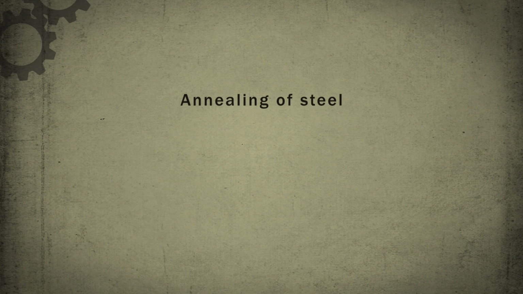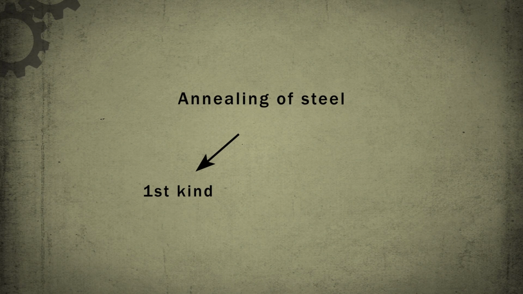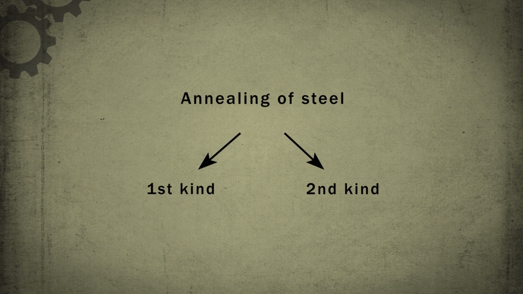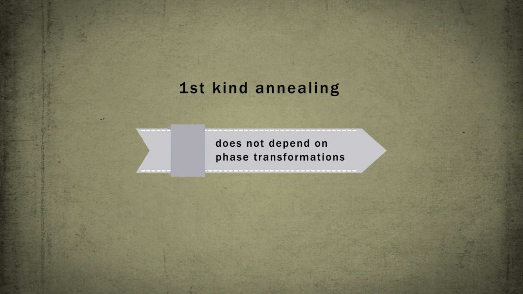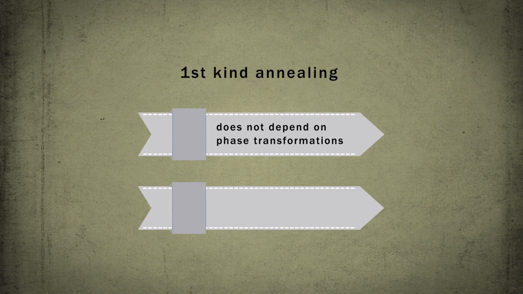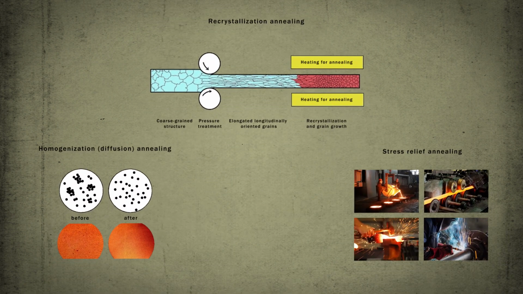There are two kinds of annealing. First kind annealing and second kind annealing. First kind annealing does not depend on the phase transformation in the solid state. Slow cooling is characteristic. There are three types of the first kind annealing.